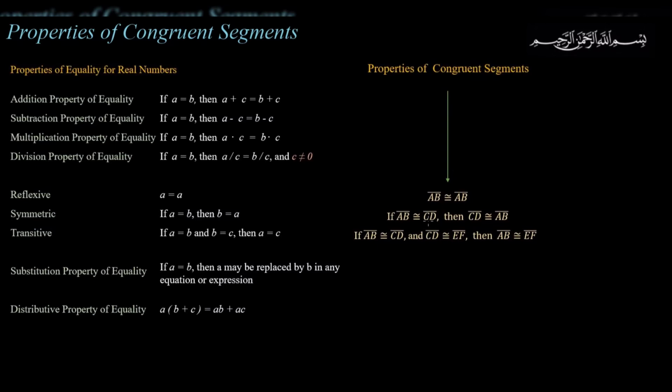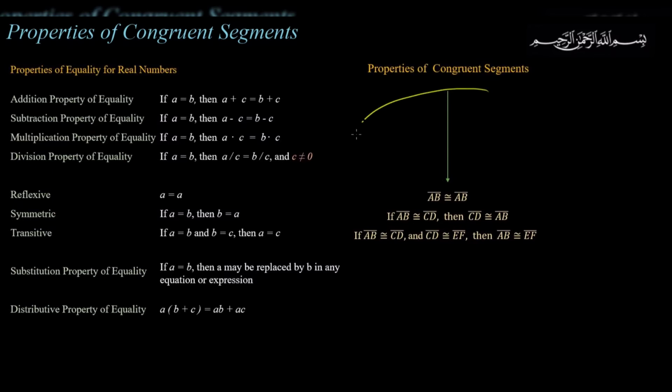That is, if a segment is congruent to itself, that was the reflexive property, and if a segment AB was congruent to segment CD, then segment CD was congruent to segment AB. That's the symmetric property of congruent segments. And finally, the transitive property of congruent segments. If segment AB is congruent to segment CD and segment CD is congruent to segment EF, then segment AB is congruent to segment EF. So those are the 3 properties that we added.